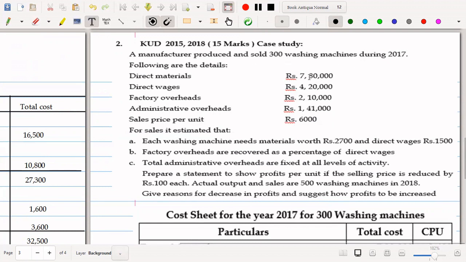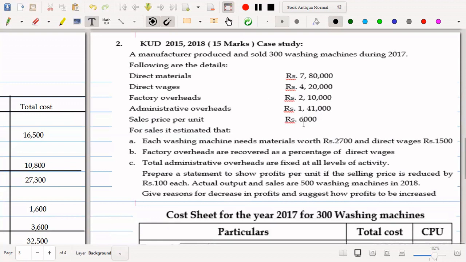These information are available. And for estimation, each washing machine needs material worth rupees 2,700 and direct wages rupees 1,500. This is for 2018 for 500 machines. Total administration overhead is fixed at all levels of activities. Factory overheads are recovered as a percentage of direct wages, and prepare a statement to show profit per unit if the selling price is reduced by 100 each.